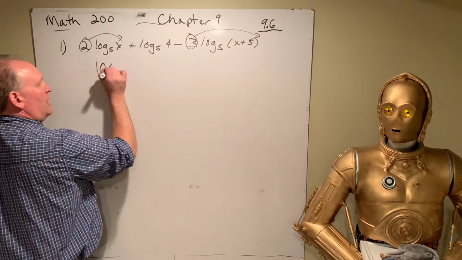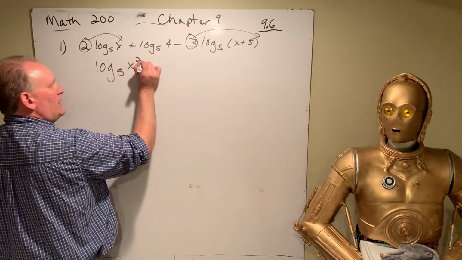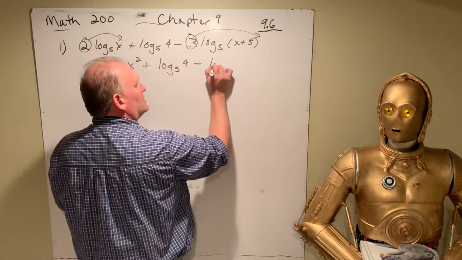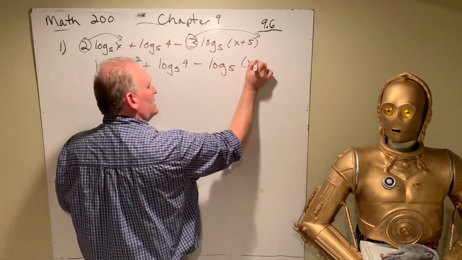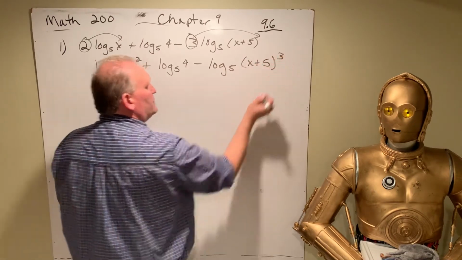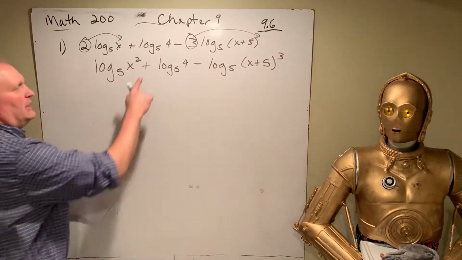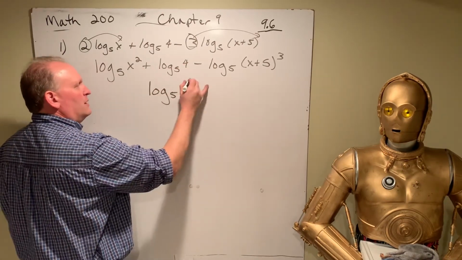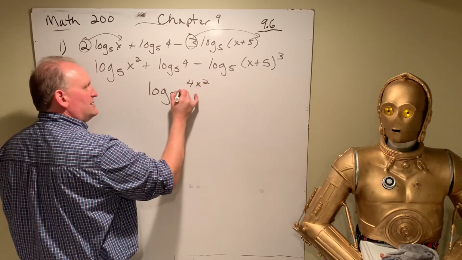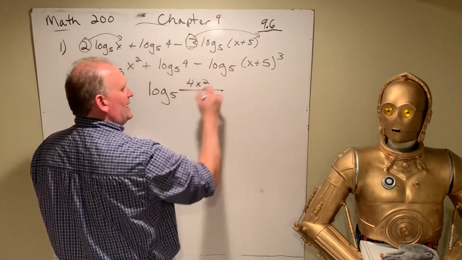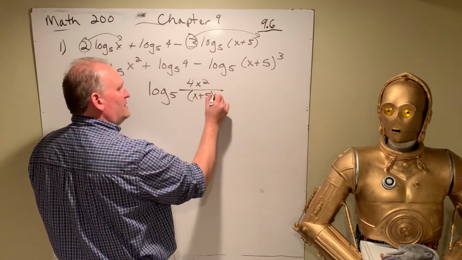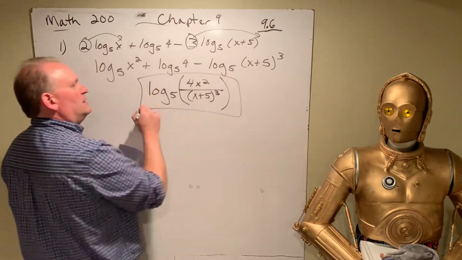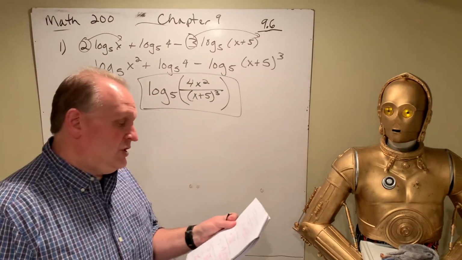So we're going to write log base 5 of x squared plus log base 5 of 4 minus log base 5 of quantity x plus 5 cubed. Plus means multiply, so we can have one big log base 5. That's 4 times x squared on the top. Minus means divide. That's x plus 5 cubed on the bottom. And we'll put them all in one big happy parentheses. And there we are. We wrote it all as a single log.